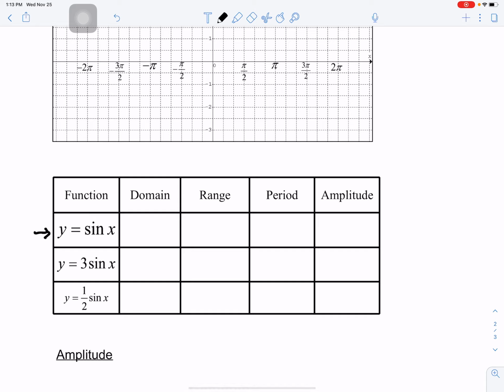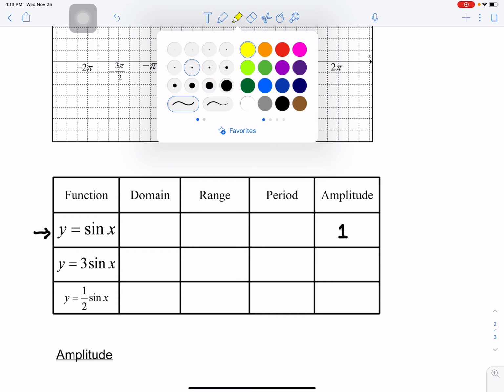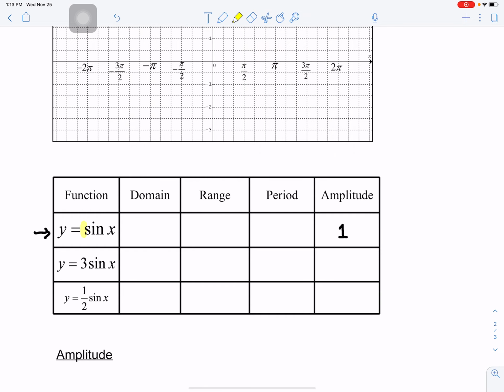this row of the table is kind of like key information that you need to remember. My amplitude is a 1 in the normal case, and you have to remember your amplitude is coming from the number out front. So if I just look at my vertical stretch factor, this is like a 3, this is like my 1/2. So I'm just reading it off the equation. My domain is normally minus infinity to plus infinity. My range is normally -1 to 1, and my period is normally 2 pi.